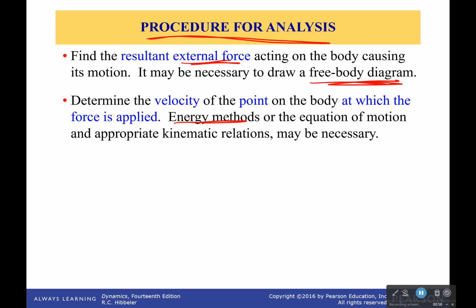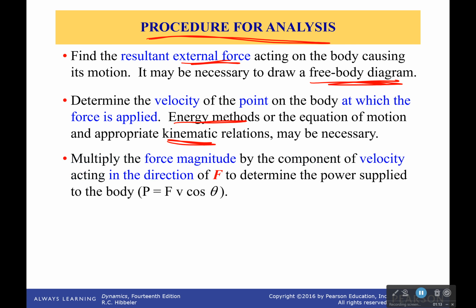Energy methods like our principle of work and energy might be very helpful on these kinds of points. And kinematics, you're never getting rid of them. End of the semester, you will still be using kinematics. The very last assessment, very last quiz, you'll still need kinematics. So don't forget it. Then you're going to use that equation for power, which is simply force times velocity times cosine of the angle between them. Remember, power is a scalar.